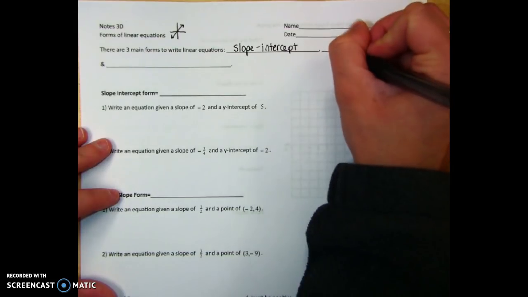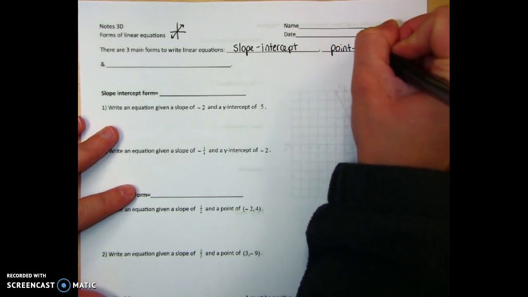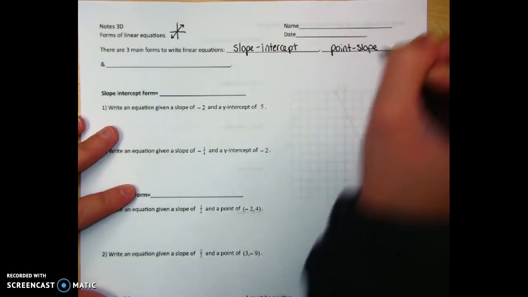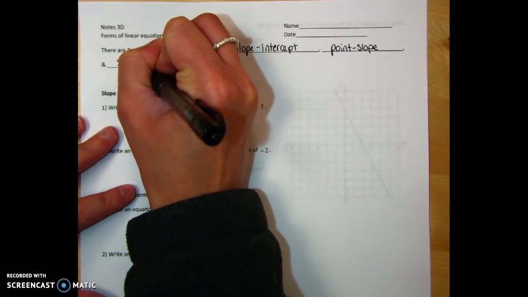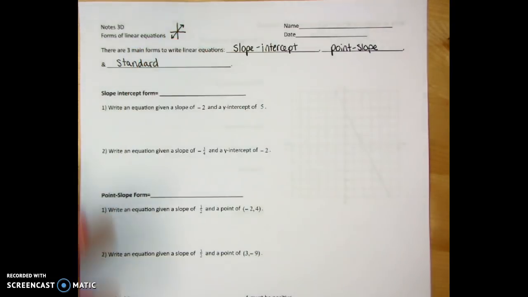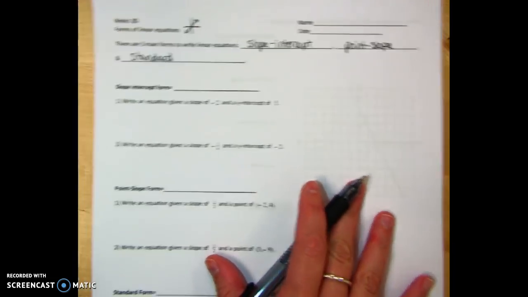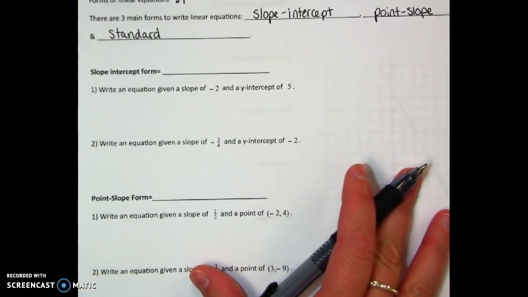And then there's also point slope and standard, which we kind of talked about the other day when we were using intercepts to graph. Let's talk about slope-intercept form first. Let me zoom in here.